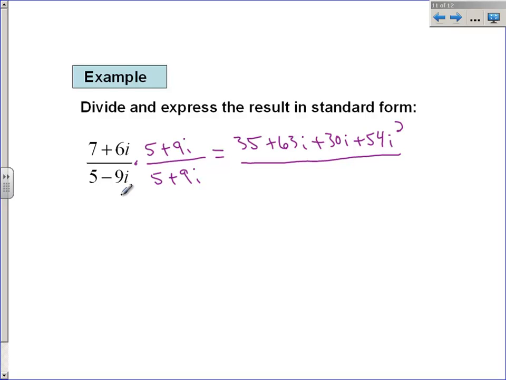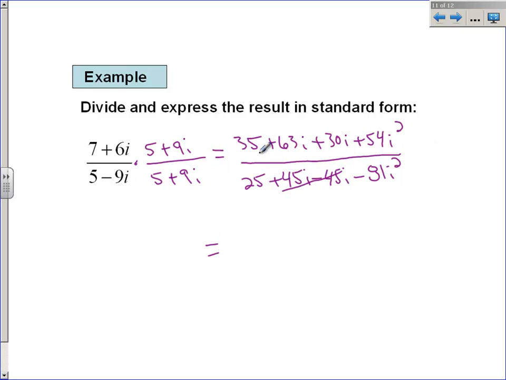Now on the bottom, if you FOIL this, that's fine, but I want you to realize we're going to get 5 squared plus 9 squared. And here's why. 5 times 5 is 25. 5 times 9i is 45i. And then negative 9i times 5 is negative 45i. You see how pretty that is? Those cancel each other. And then I'm going to get minus 81i squared. But what does this i squared do? It becomes a negative 1. And so you're going to see that those cancel. The i squared becomes negative 1, and we really just got 5 squared plus 9 squared. So you should probably take advantage of that little shortcut.